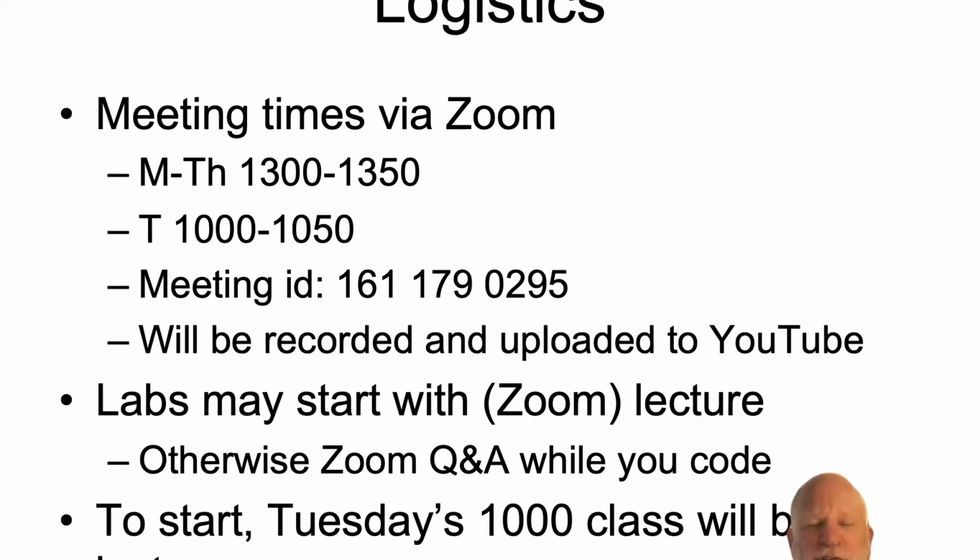We have a new meeting ID. I am using the same ID now for all of the classes. The password is in the email that you should have received. As with last class, I'm going to record the lectures and upload them to YouTube. I don't know if the YouTube thing is legitimate. What is that saying about asking forgiveness rather than permission? I haven't asked anybody for permission about that, so just don't tell anyone.